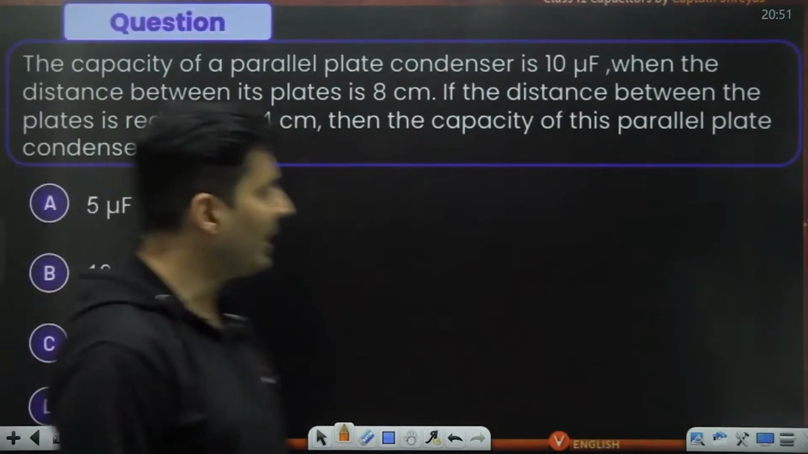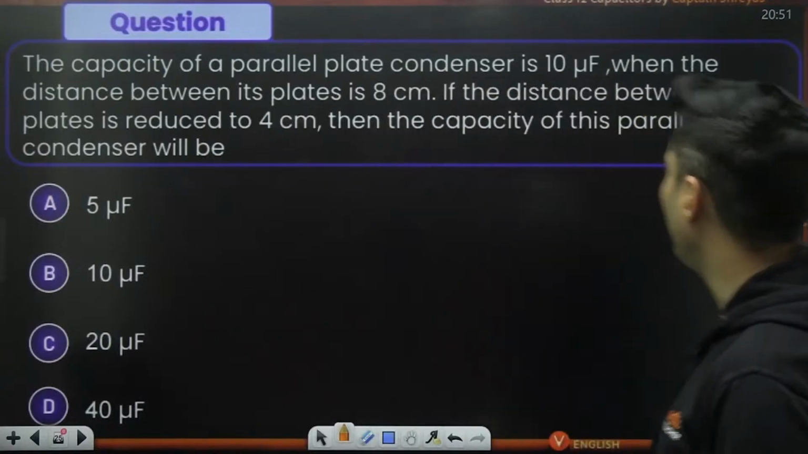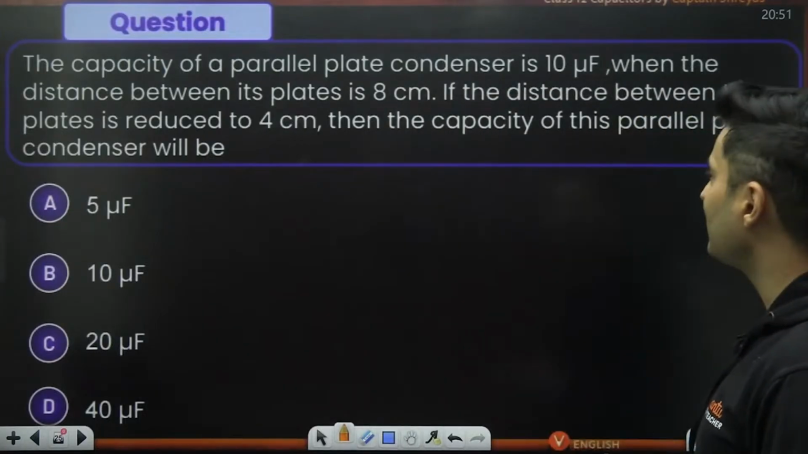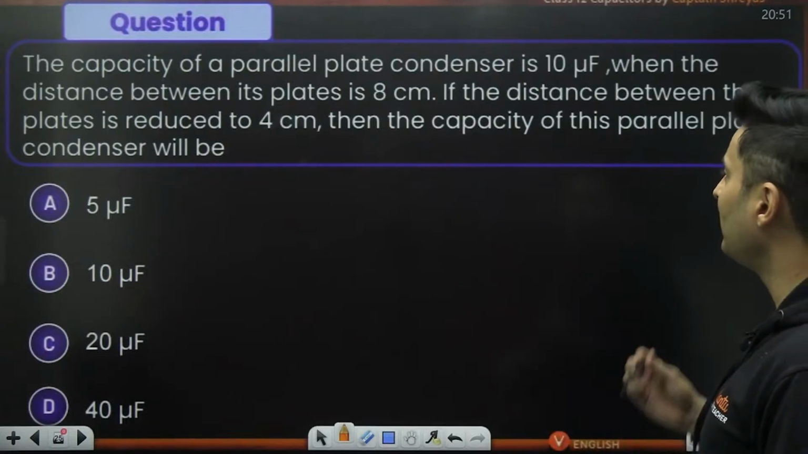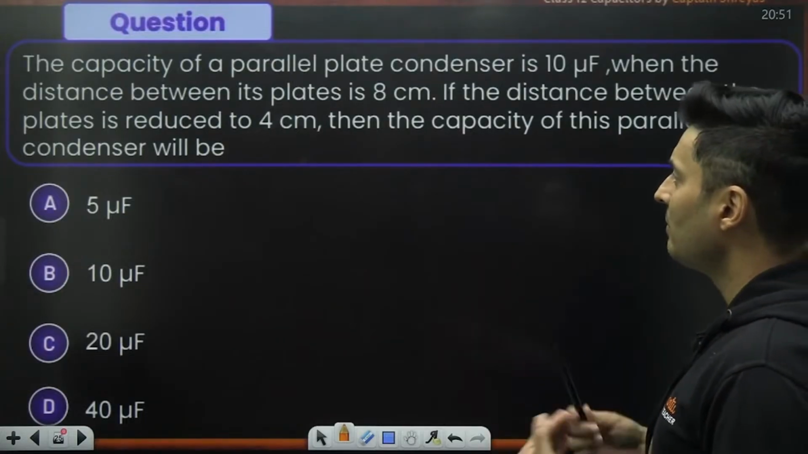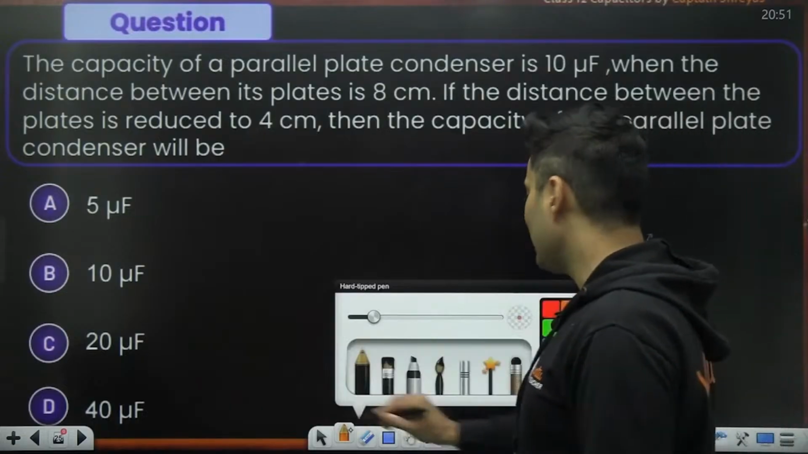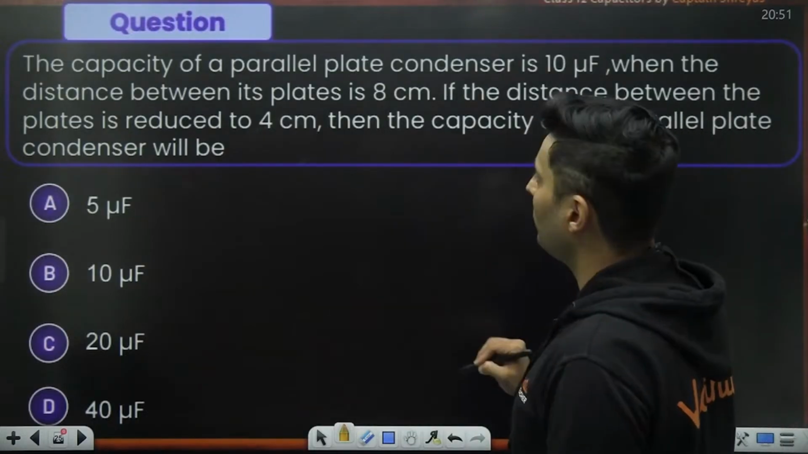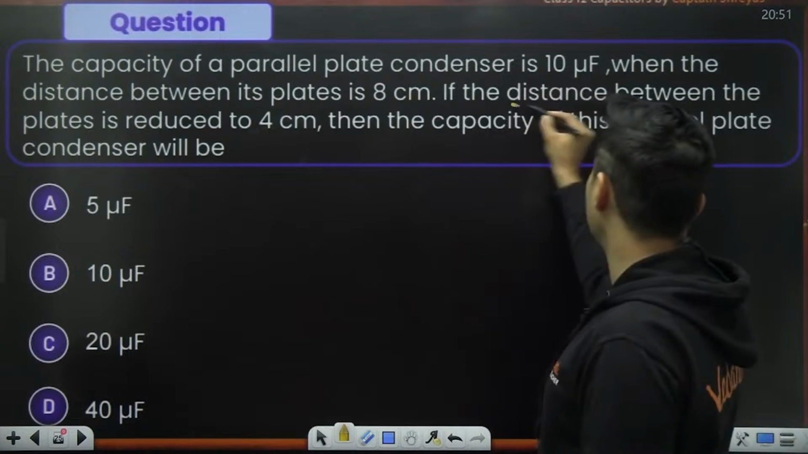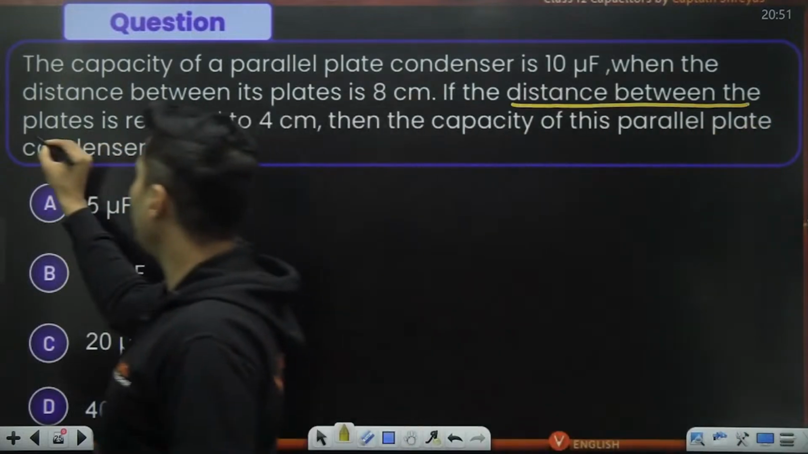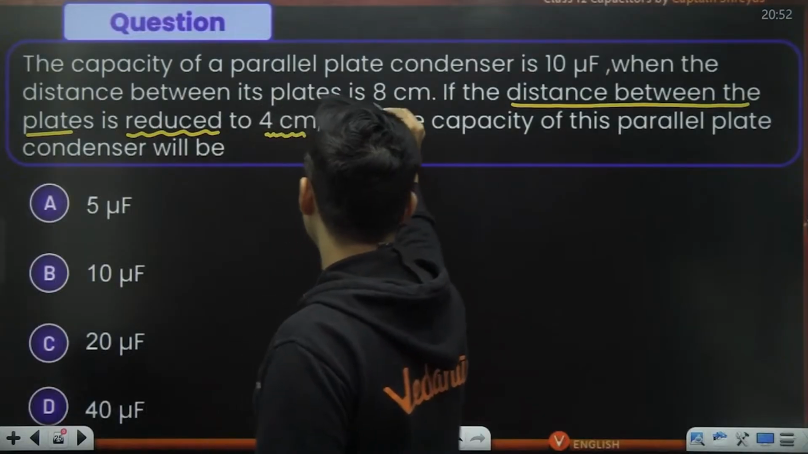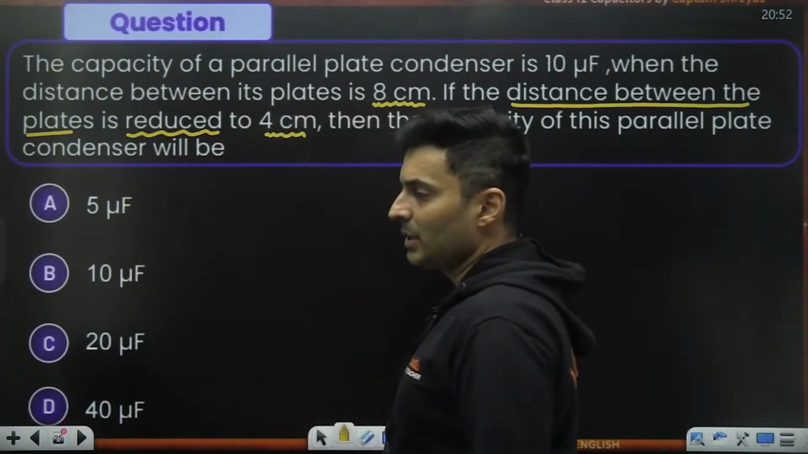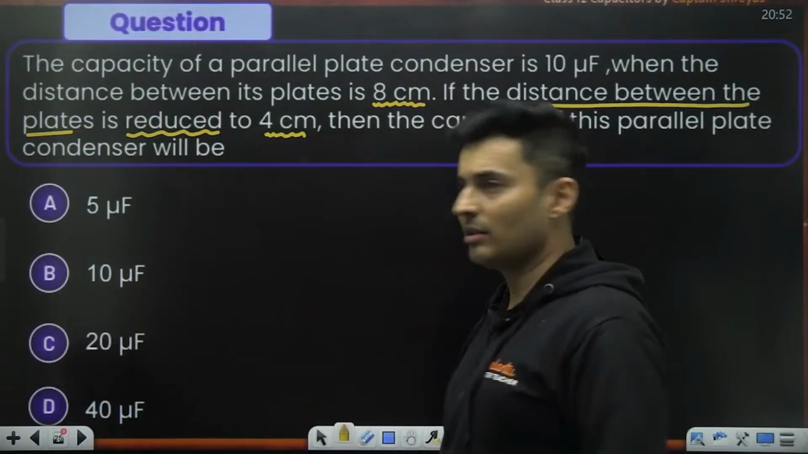A capacity of a parallel plate capacitor is 10 microfarad when the distance is 8 centimeter. If the distance between the plates is reduced to 4 centimeter, then the capacity will become how much? As you can notice in this particular problem, the distance between the plates is reduced to 4 centimeter. Earlier it was 8 centimeter. Rest everything is a constant.